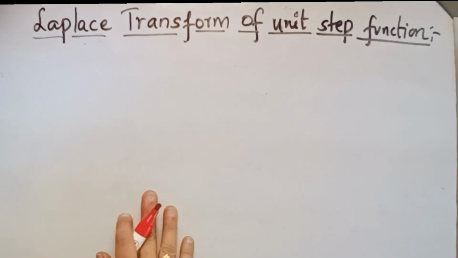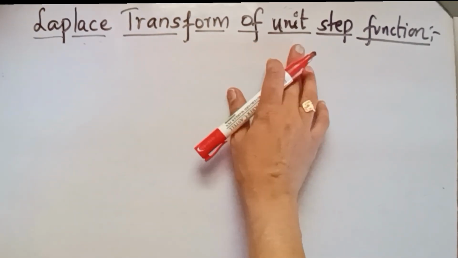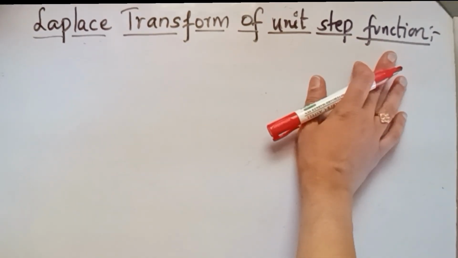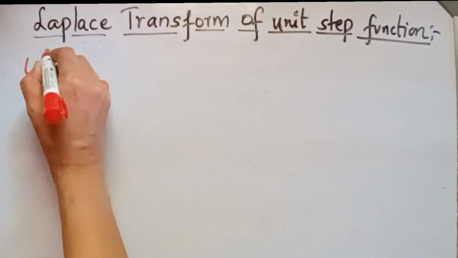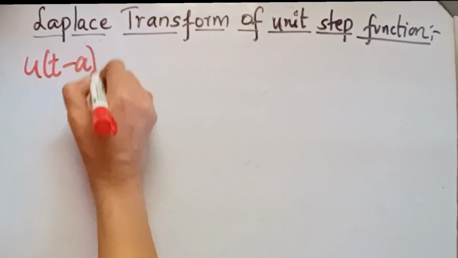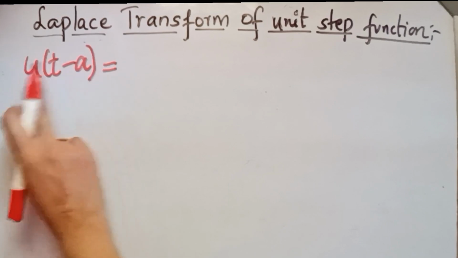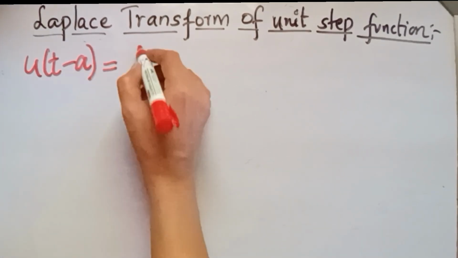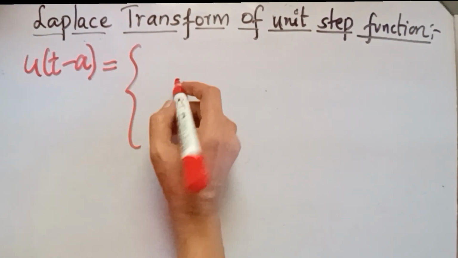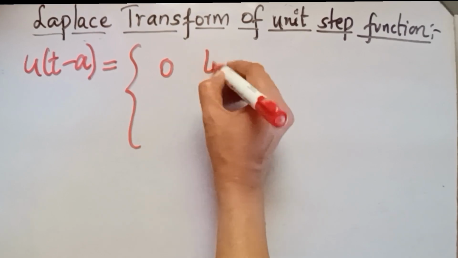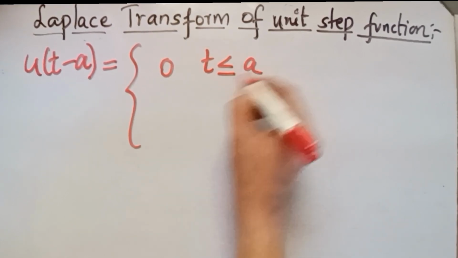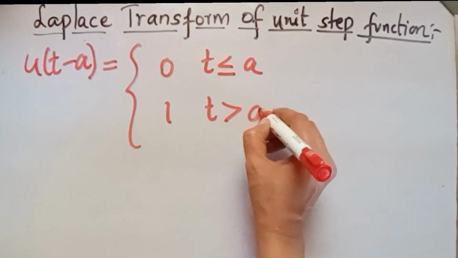In this video, I'll explain how to find Laplace transform of unit step function. So first let us define what is unit step function. See, u of t minus a, this is how to denote the unit step function. At a, u of t minus a equal to 0 if t is less than or equal to a, and 1 if t is greater than a.